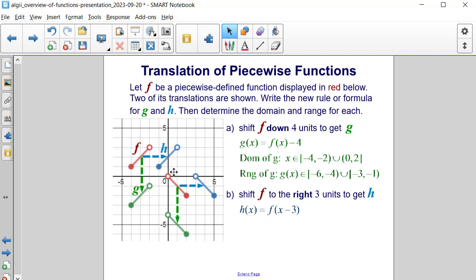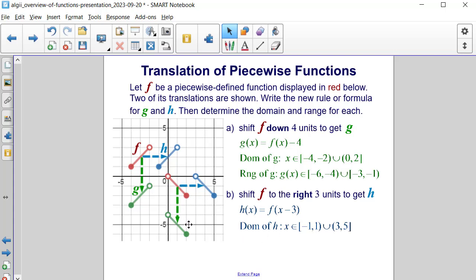The domain for h is going to be from -1 to +1, where -1 is included, but +1 is not, in union with 3 to +5, where +5 is included, but +3 is not. So in bracket notation, it's going to look something like this.